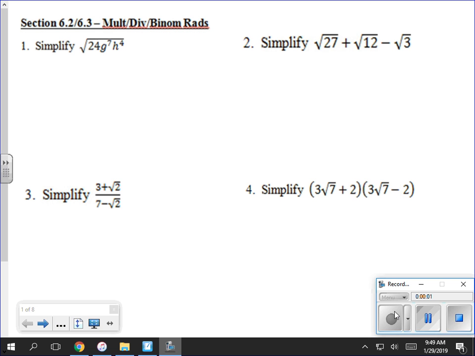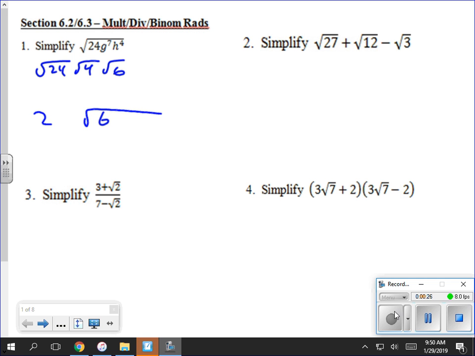So simplifying radicals. That's basically what all of these are, one way or another. First one, you have to work it out. I would do the numbers first. Square root of 24 is the square root of 4 times the square root of 6. So I get 2 root 6 strictly for the 24.